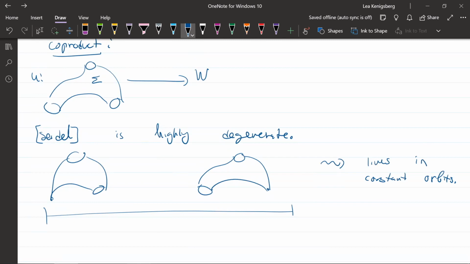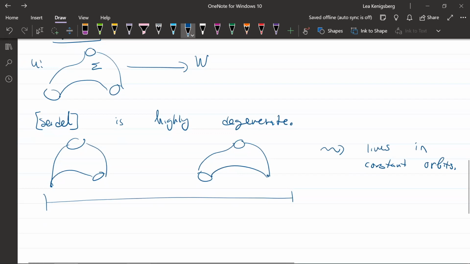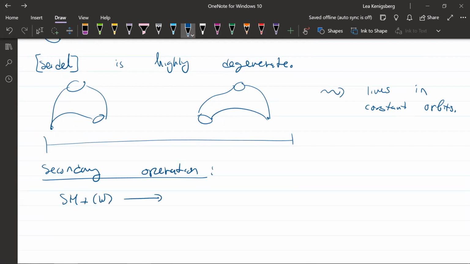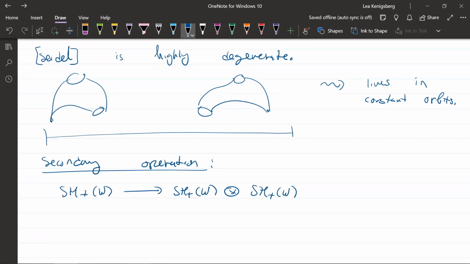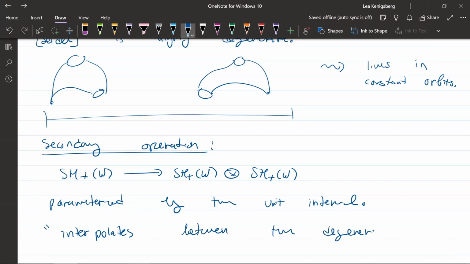Okay, so there is a secondary operation, and this one goes from SH+ of W to SH+ of W tensor SH+ of W. This operation is parametrized by the unit interval, and morally speaking, it interpolates between the degenerate solutions.